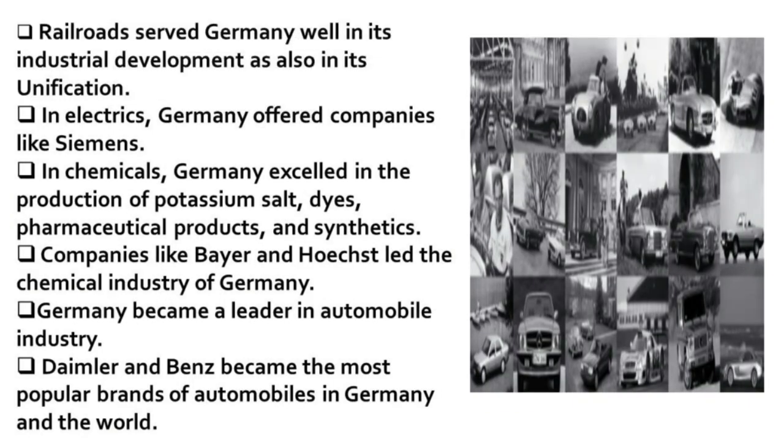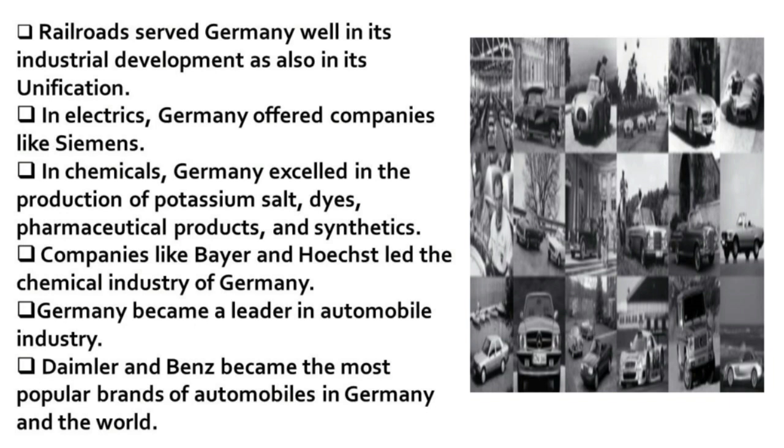Railroads served Germany well in its industrial development as also in its unification. The first railroad line opened in December 1835 and ran between Nuremberg and Fürth. In electrics, Germany offered companies like Siemens. In chemicals, Germany excelled in the production of potassium salt, dyes, pharmaceutical products, and synthetics. Companies like Bayer and Hoechst led the chemical industry of Germany.